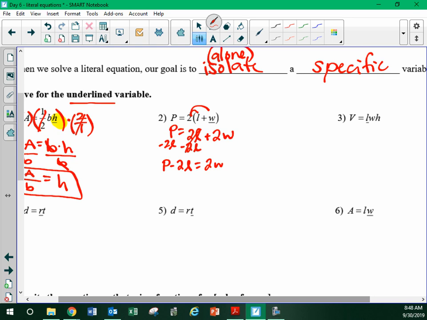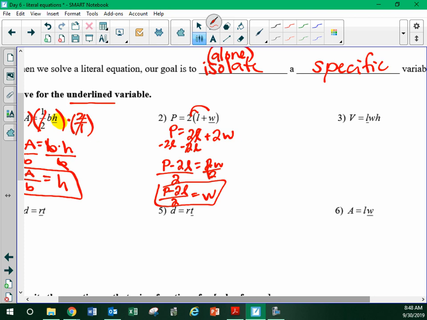All right, and now we have 2 times W. What's the opposite of multiplying? Dividing. So it's going to be P minus 2L over 2. And that crazy looking thing is our answer. So the literal equations are actually a little bit easier in that we can't combine anything, right? P minus 2L, I can't combine that. So it just stays as a kind of crazy looking answer.